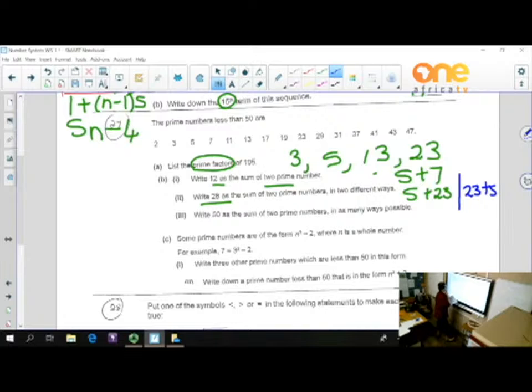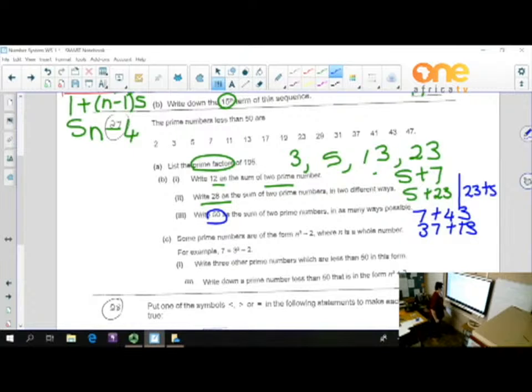13, 25 plus 23. Okay, and then write 50 as the sum of two prime numbers. So it could be 7 plus 43, 37 plus 7 will also work. No, 37 plus 13. And there might be more. You can try them there.